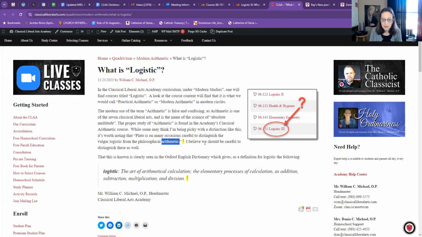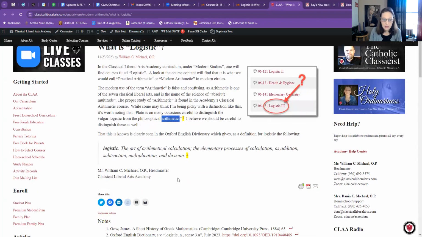So Mr. Michael says, I believe we should be careful to distinguish these as well. So Mr. Michael is careful to distinguish between logistic, which is our study of numbers. What we're going to be doing, we're going to learn to add and subtract, multiply and divide. So that's logistic, okay?